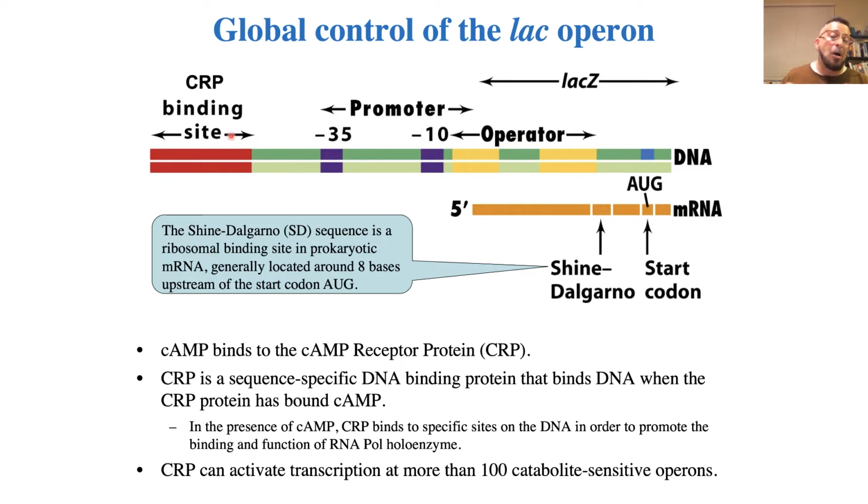5' of the promoter region, we have a CRP binding site where the cyclic AMP receptor protein can bind once cyclic AMP is available.